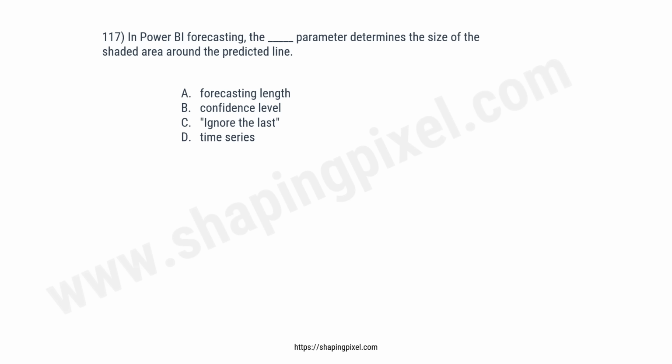So question number 117. In Power BI forecasting, the dash parameter determines the size of the shaded area around the predicted line. And we have four options. Option A, forecasting length. Option B, confidence level. Option C, ignore the last. Option D, time series. So the right answer here is option B, confidence level.